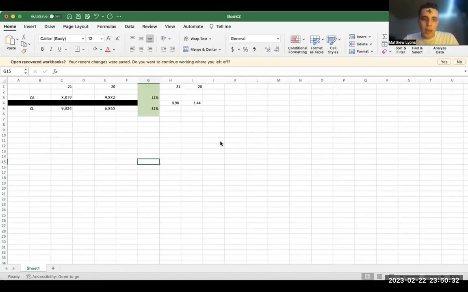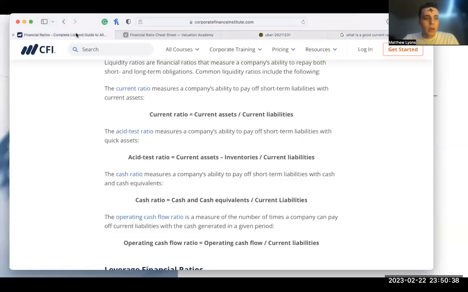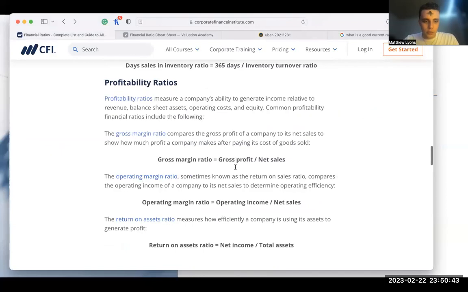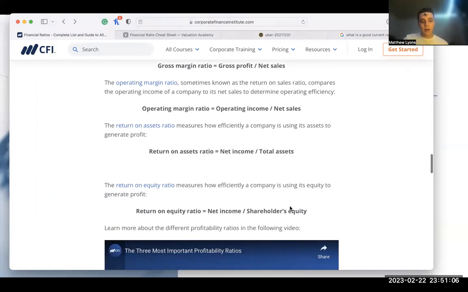So again, we'll go back to our handy dandy website. This isn't it. This is Excel. Where am I? Here we are. Okay, so we're looking for profitability ratios. This website's great. What's return on assets? Return on assets measures how efficiently a company is using its assets to generate profit. Gross margin compares gross profit of the company to its net sales. And this shows us how much profit a company is going to make after paying its cost of goods sold. And here's our ROE, return on equity. That measures how efficiently a company is using its equity to generate profit.